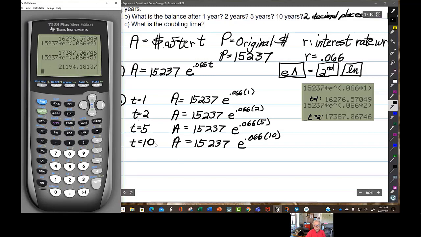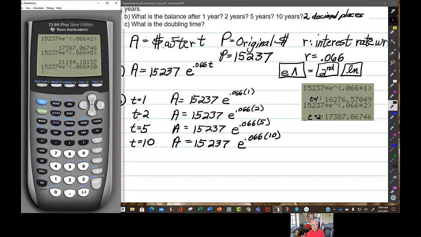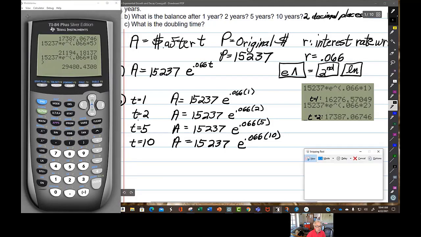$21,194.18. And then for t equals 10, I hit second, enter. And then all I have to do is back up to the 5. I'll type in a 10. Now I've got to type in my right parenthesis. No way around it. 10 is 2 digits, so it wiped out the right parenthesis. I had to put it back. Now I have 15,237 times e left parenthesis 0.066 times 10 right parenthesis. I'm going to hit enter. All right, now. Okay, good. I have $29,480.43.